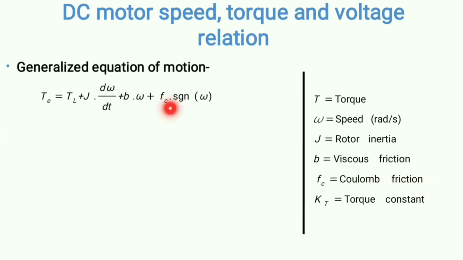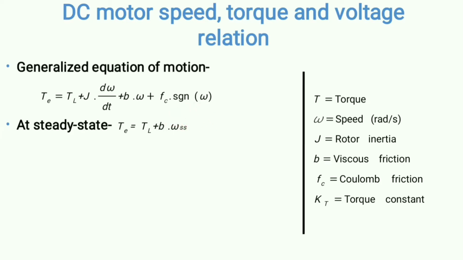Normally this term is neglected. Sg omega means signum function of omega, so this thing can be neglected. Normally people use the equation up to b omega, only this much. This term is normally neglected, and omega is nothing but the speed in radian per second. So at steady state we know d omega by dt will be 0, and I have neglected this part, so this equation turns into this at steady state, where omega ss means the steady state speed in radian per second.